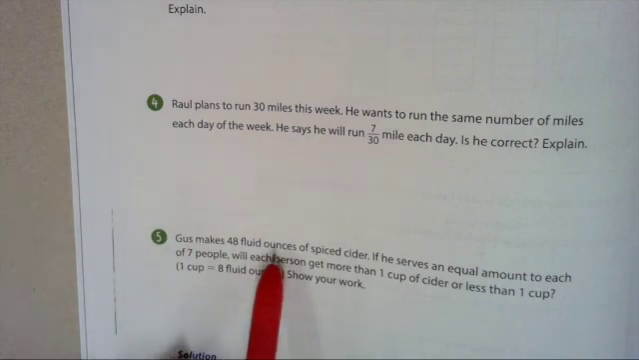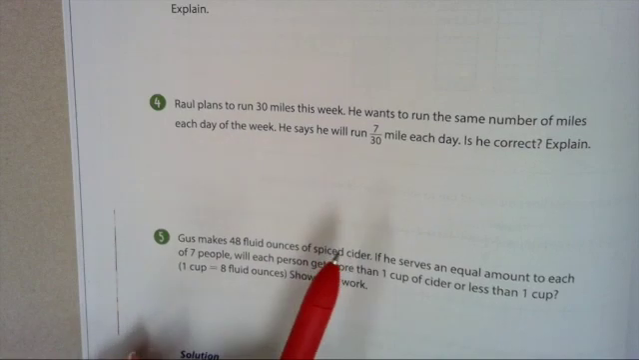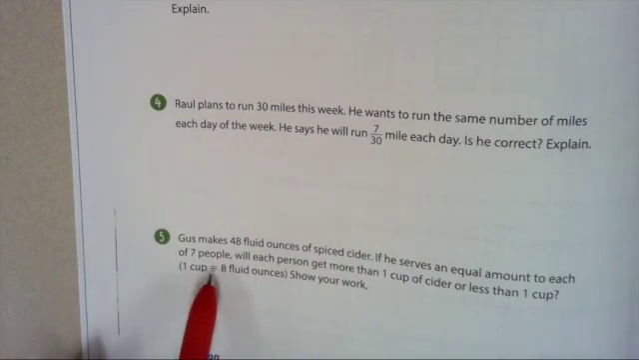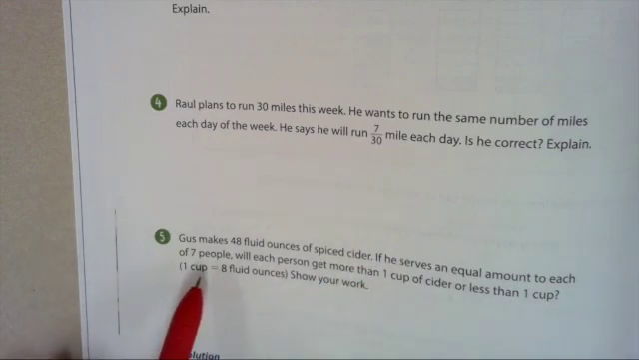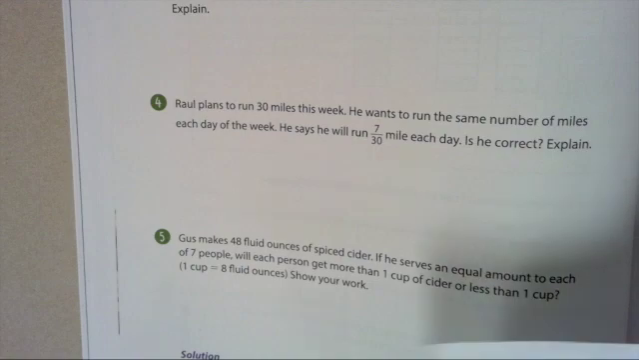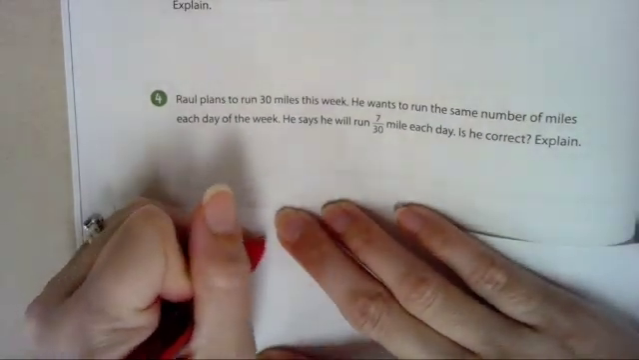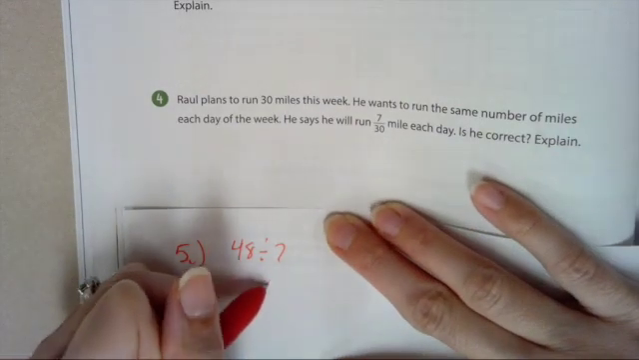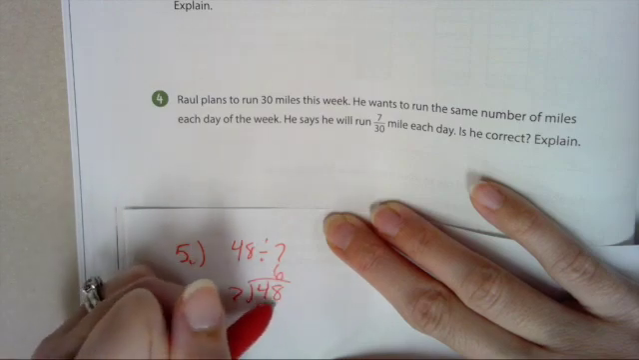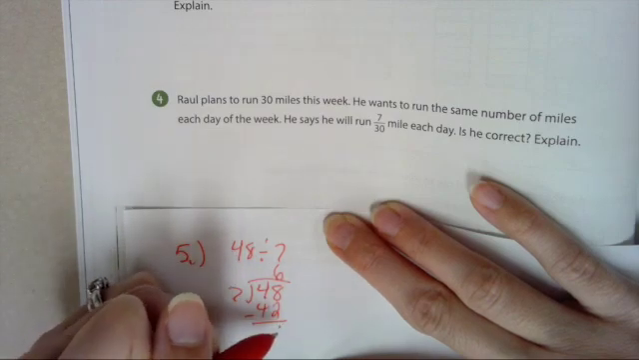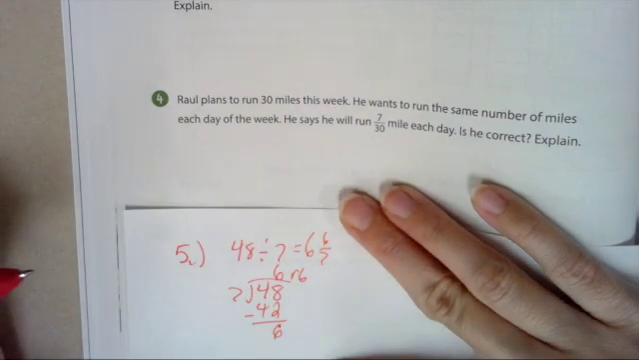So we have cider and people. Are we going to share people with cider, or are we going to share cider with people? Hopefully you're going to share cider with people. So that means you're going to do 48, because that's how much cider we have, divided by 7, because that's how many people we have. So number 5 is 48 divided by 7. When we work that out, we get 6 with a remainder of 6, which is 6 and 6/7.